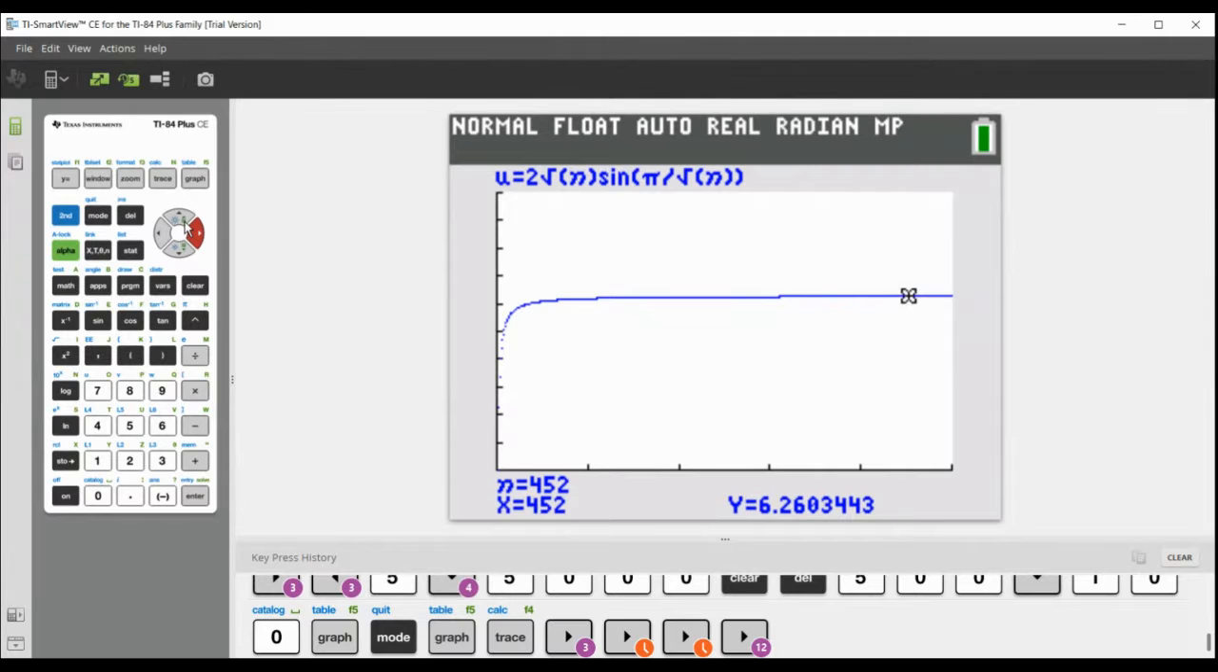But the thing is, if you put that in WebAssign, it's not going to accept that answer because WebAssign wants the exact answer. But at least we know that the sequence is settling down around 6.2 something.